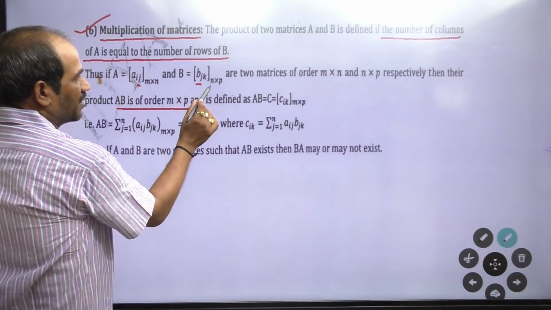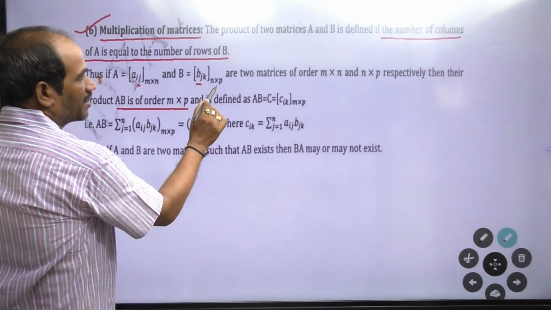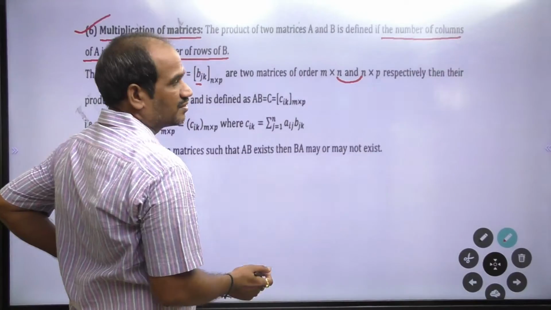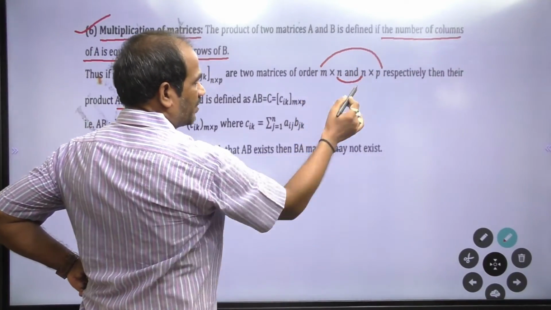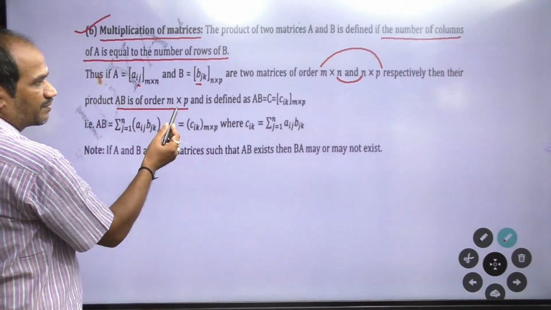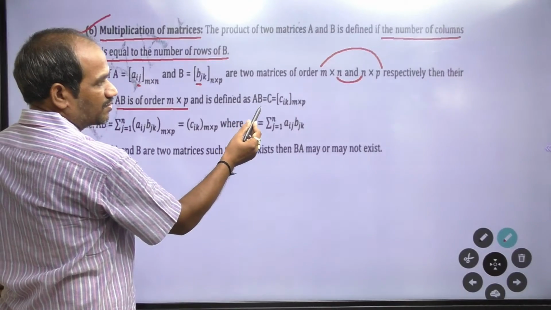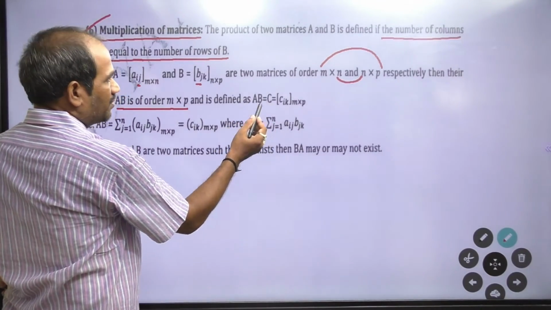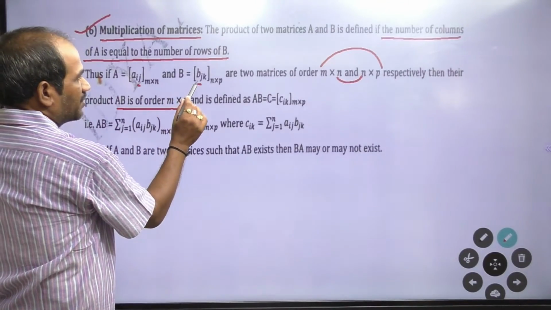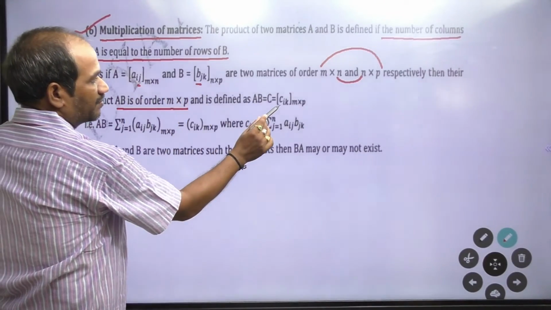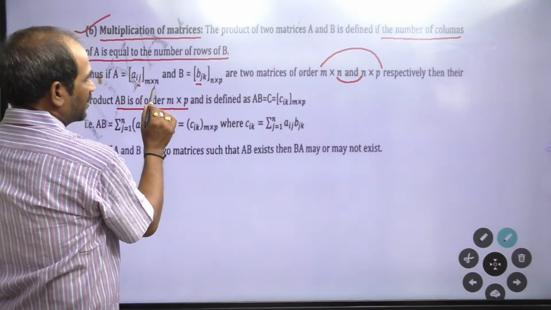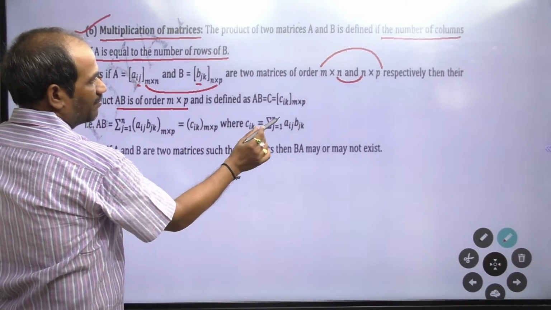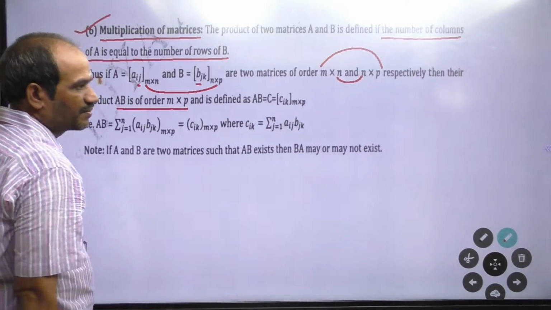Here the n's are equal, and the remaining order is m by p. And it is defined as AB is equal to C, a new matrix. Here the j's are equal, and the remaining values are i and k. In this matrix order, the n's are equal and the remaining order is m by p.